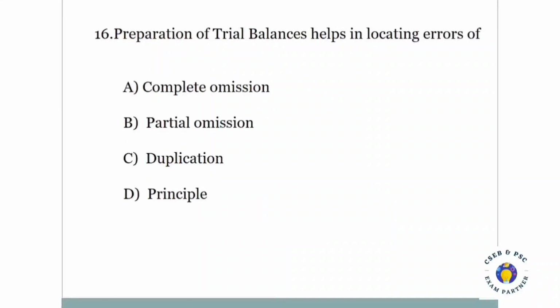Question number 16. Preparation of trial balance helps in locating errors of option A complete omission, option B partial omission, option C duplication, option D principal. Answer is partial omission.